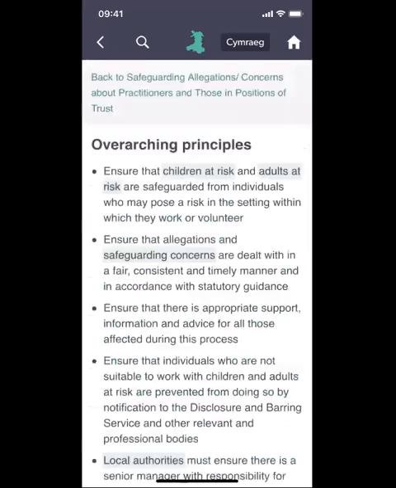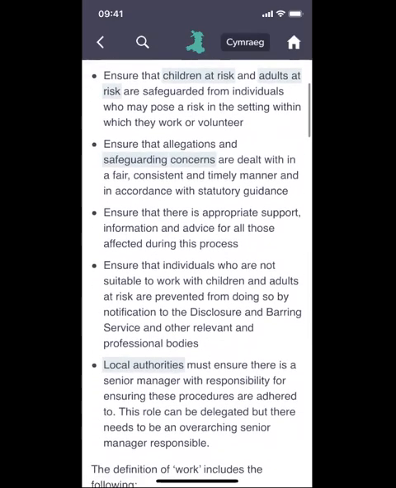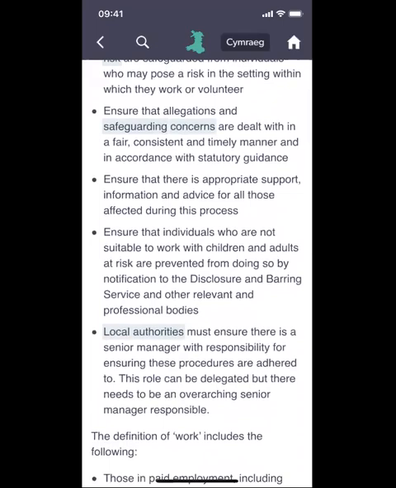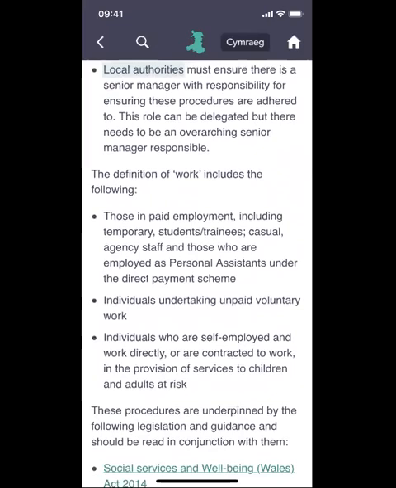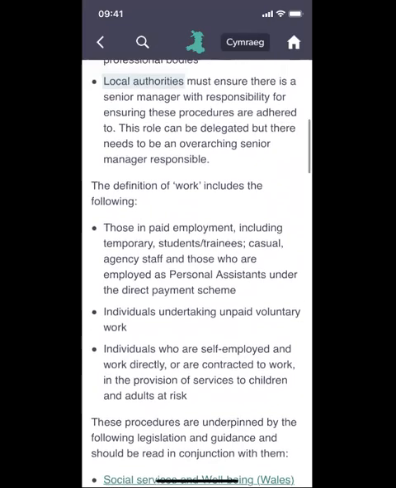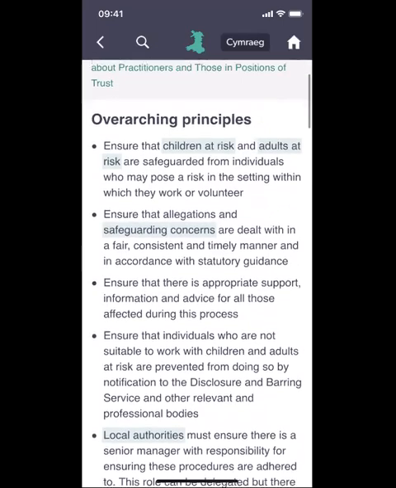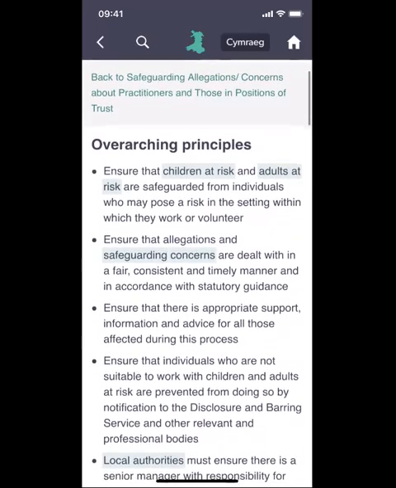Within this section, we see the overarching principles relating to section 5 of these procedures, as you'll see described on the screen at the moment. It also includes the definition of work for the purposes of reaching a decision as to whether the practitioner or the person in a position of trust meets the definition as per this part of the procedures.